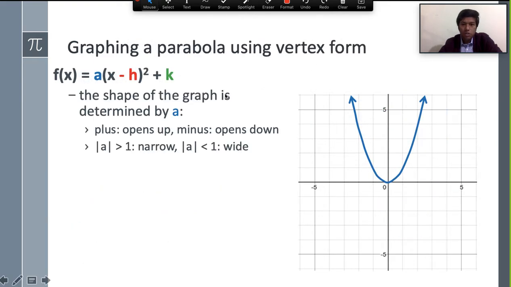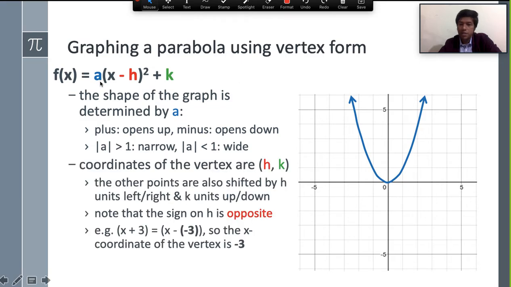All right, so graphing a parabola using the vertex form. This is the vertex form of a quadratic function. This h comma k is the vertex. A represents how wide or how narrow the graph is, and the plus or minus sign represents whether it is an open up graph or an open down graph. We have an example in the next slide.